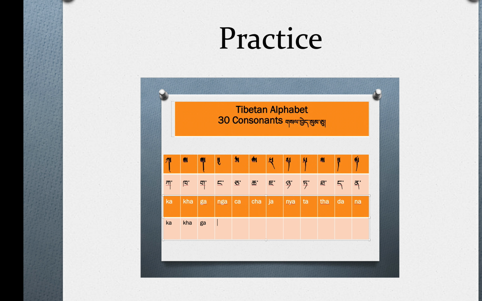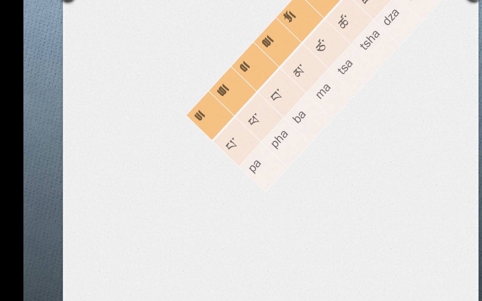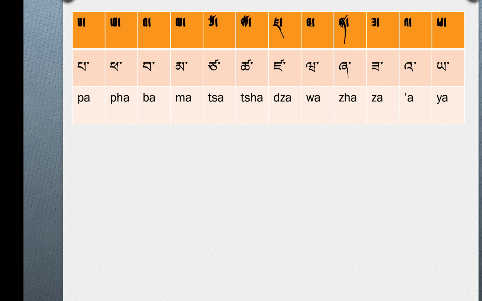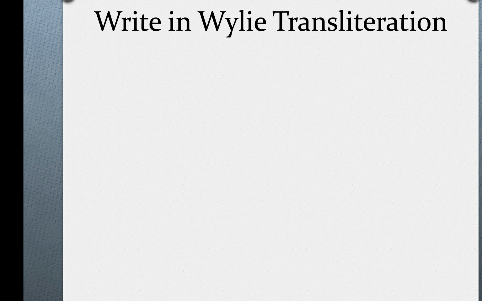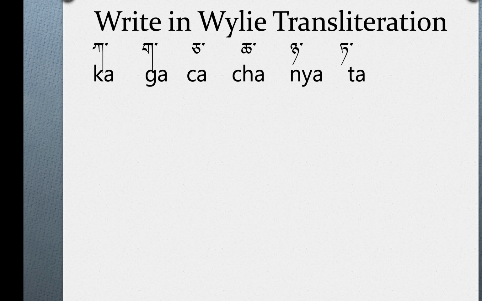And then you can also type the name. Okay, next: pa, pha, ba, ma, tsa, tsha, dza, wa. And you will see, right, in Wylie transliteration, you can practice.